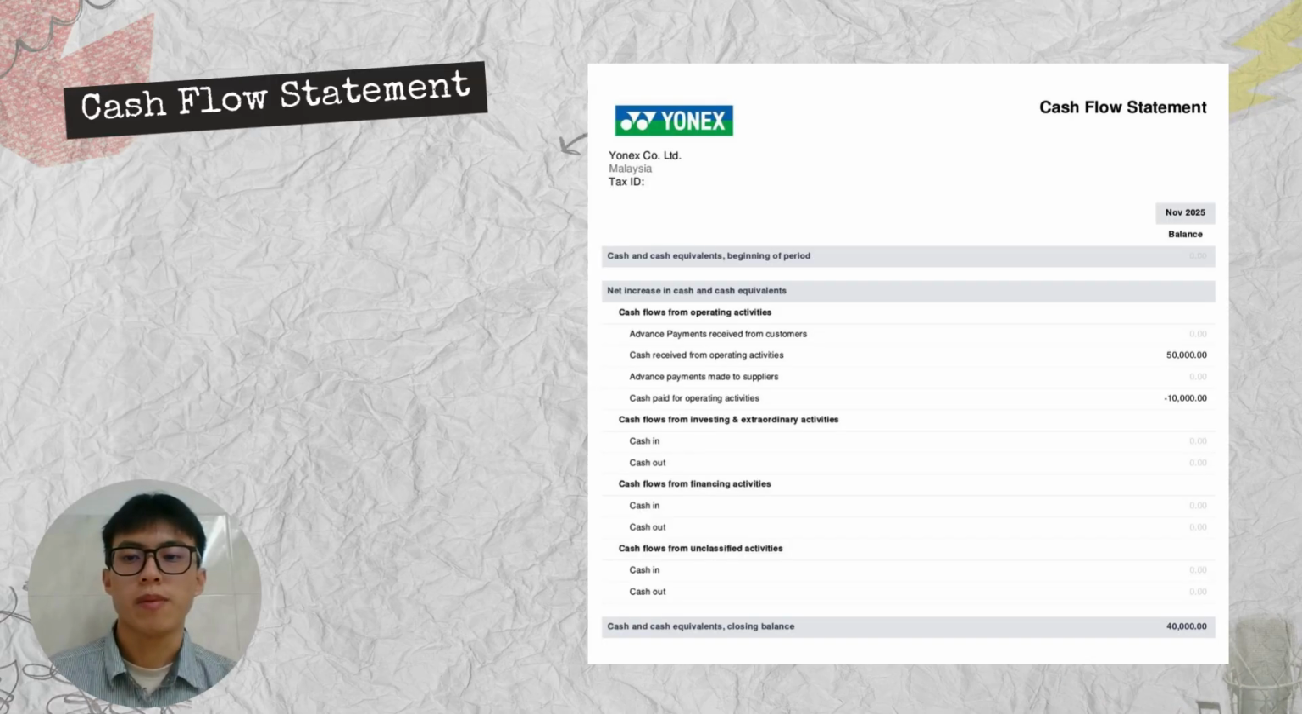This is the cash flow statement. There were no cash movements from investing or financing activities, indicating no asset purchases or loan repayments during the period. The company finished the month with a closing cash balance of 40,000 ringgit, which reflects strong short-term liquidity. In my opinion, Yonex demonstrates solid cash management, although relying solely on operating inflows may limit long-term growth without additional investment.